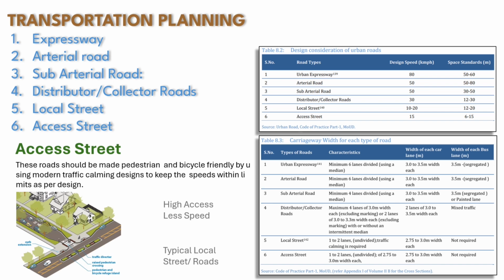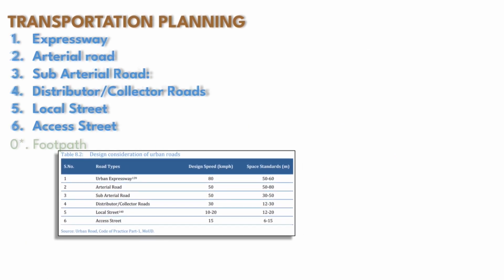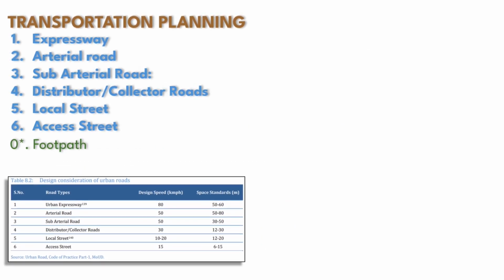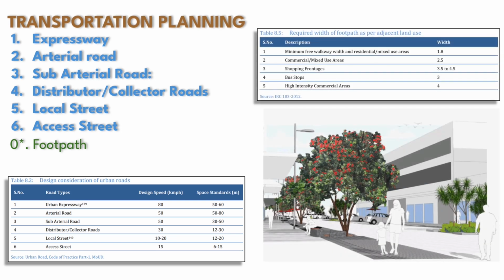So this was the urban road hierarchy as mentioned in URDPFI guidelines. In this document, there are guidelines related to footpath. The width of footpath varies on the basis of its adjacent land use. That means it varies on the basis of its adjacent buildings. Let's see each one by one.